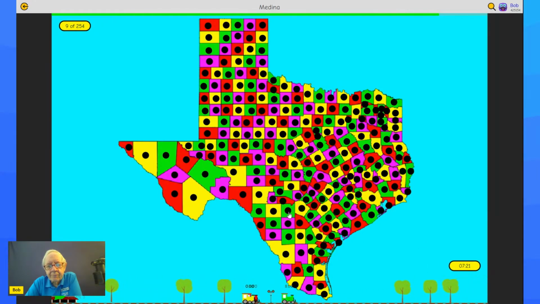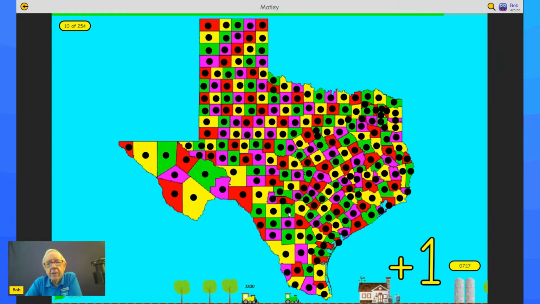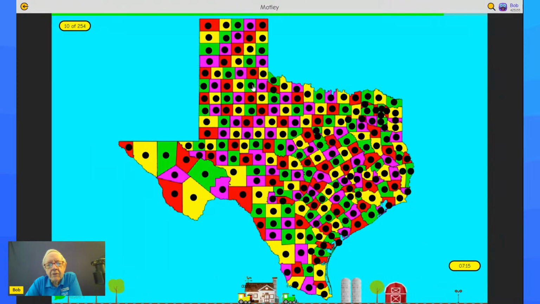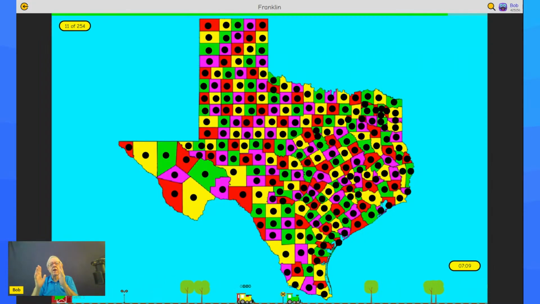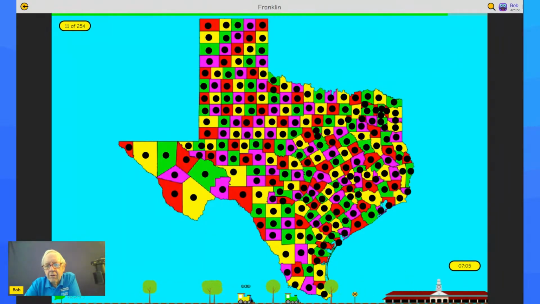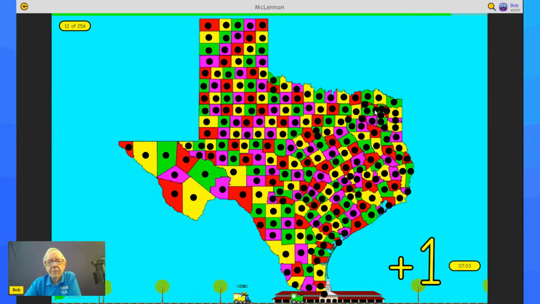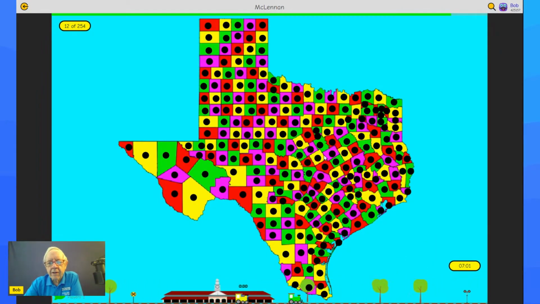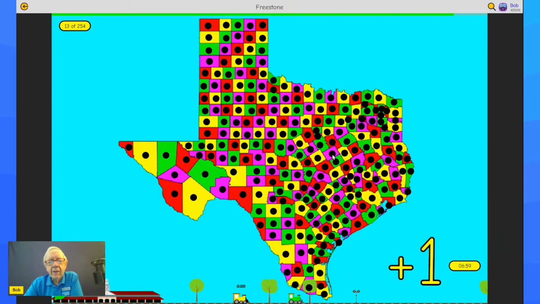Medina, below Bandera. This is Bandera. This is Medina. Motley. Is this Motley? It is. Franklin. I always think Benjamin Franklin is a tall, thin guy. Really tall. So this county is tall and thin. That's Franklin. McLennan. McLennan should be this one.